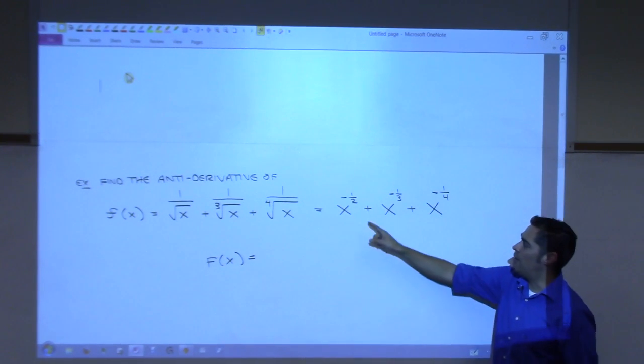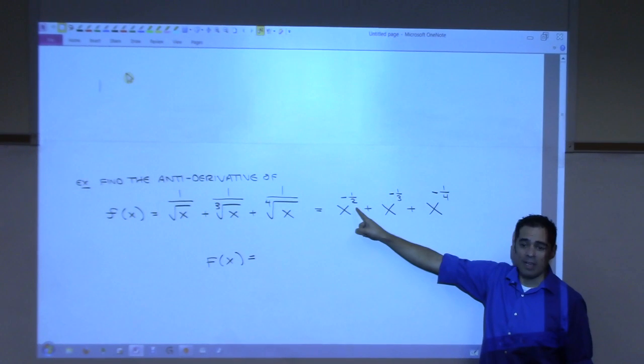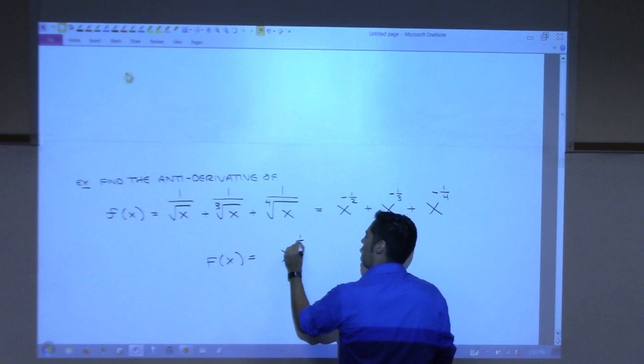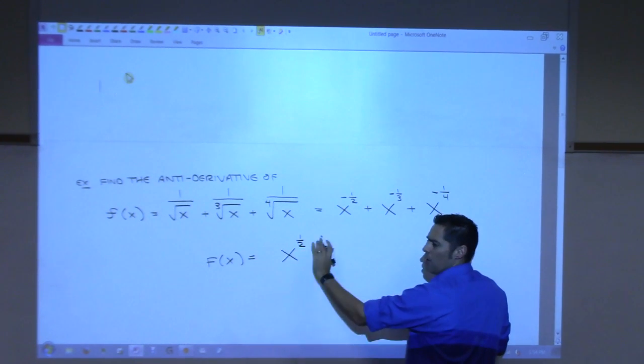Okay, same procedure though. Add 1 to that. You get 1/2, don't you? So this is going to be x to the 1/2, and then what do you need out front to counter off the power?